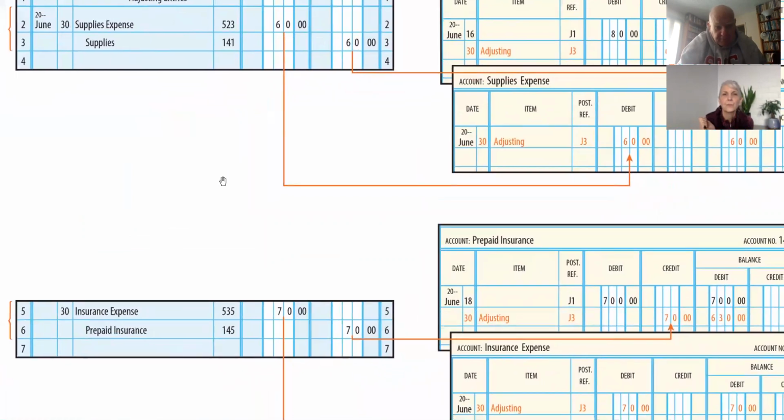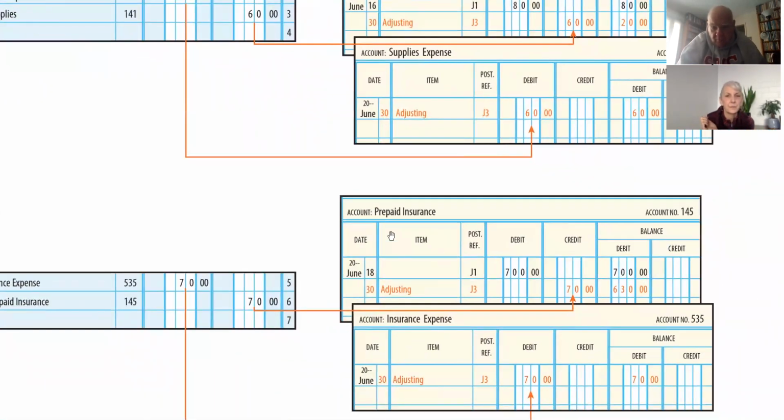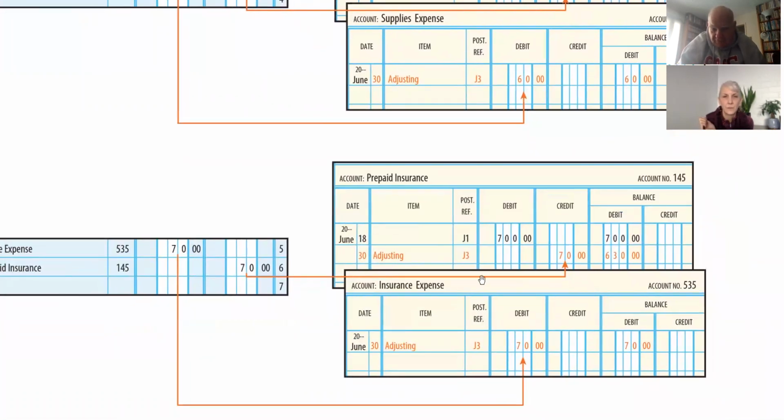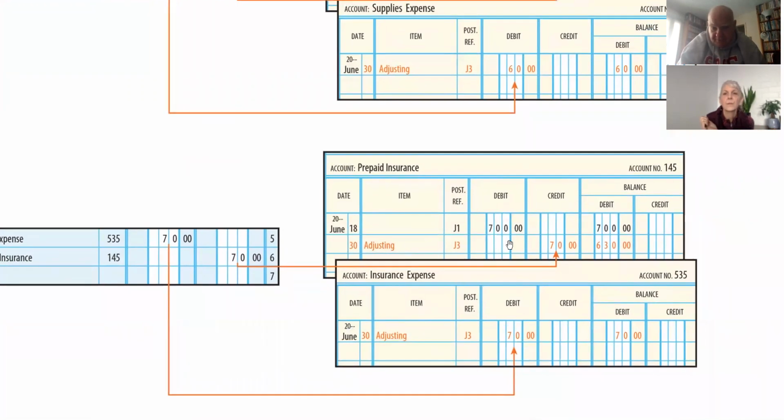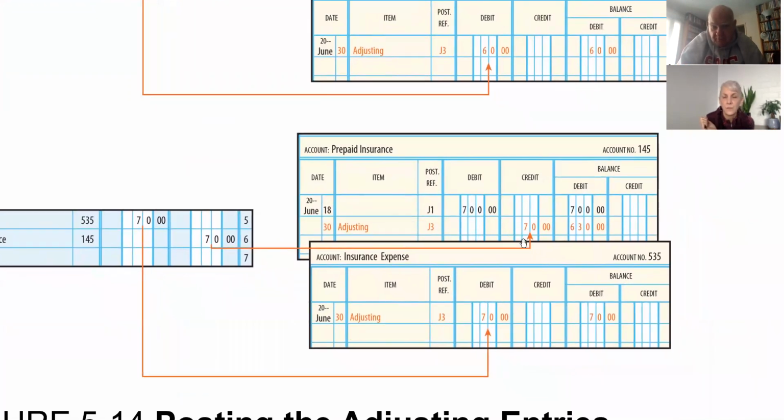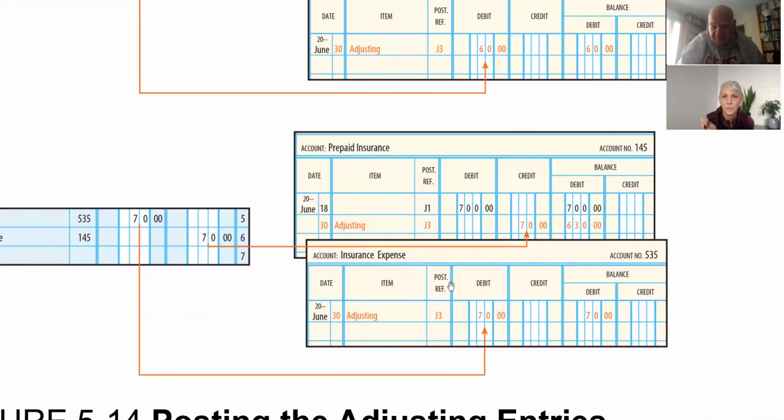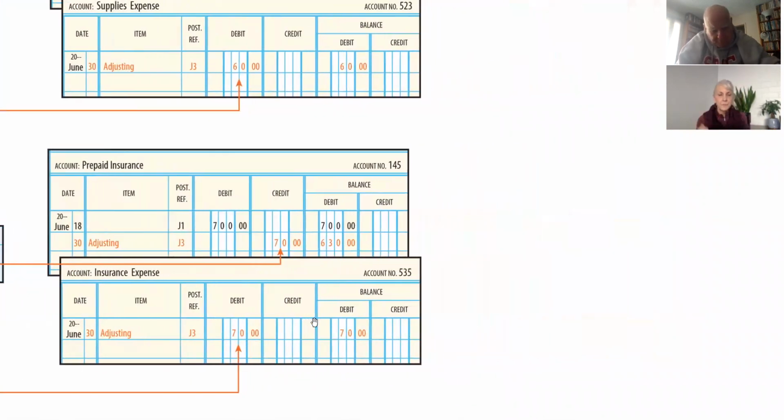Same thing with insurance. What they're showing you on this page are two of the many prepaids. Again, you bought prepaid insurance, which lapsed to the tune of $70. We debit insurance expense, bringing the balance to 70. And now the balance after the 700 has been used up one-tenth is 630.